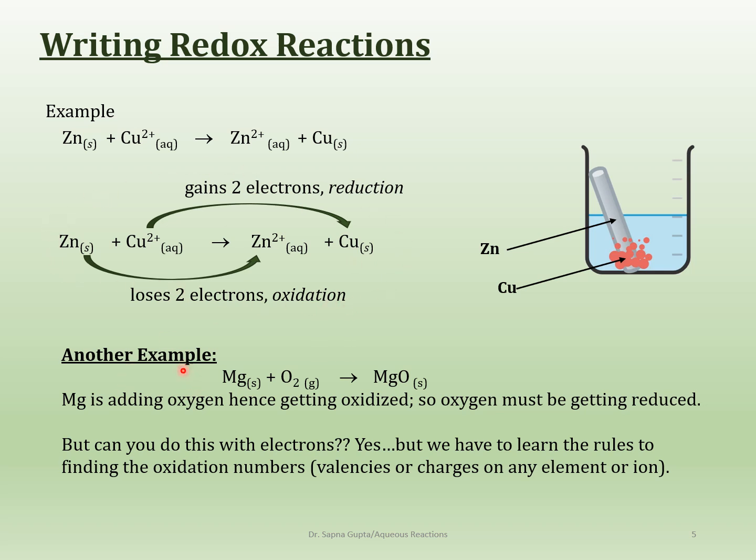Here is another example, and this is for magnesium reacting with oxygen. When it reacts, it gives magnesium oxide. So what's happening here? Now you can classify this kind of reaction just by oxygen, right? Remember, we talked about the definitions of oxidation and reduction. Oxidation is addition of oxygen. So here magnesium is adding on oxygen, so it is getting oxidized.